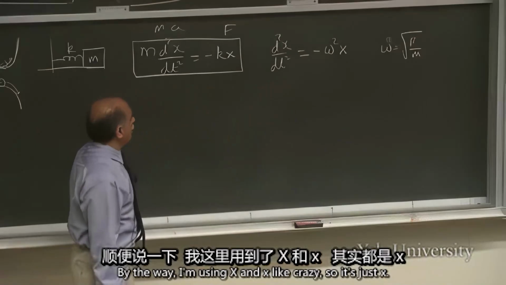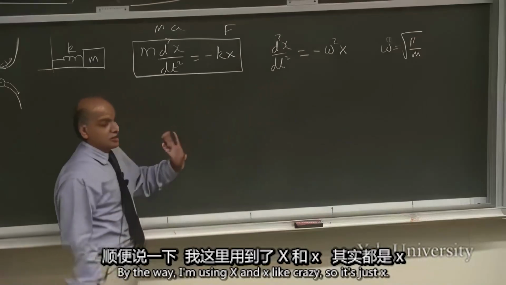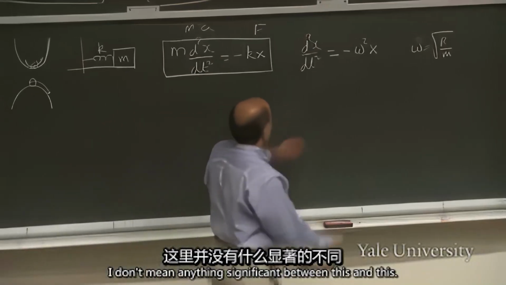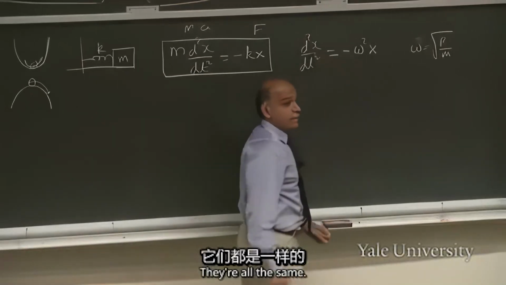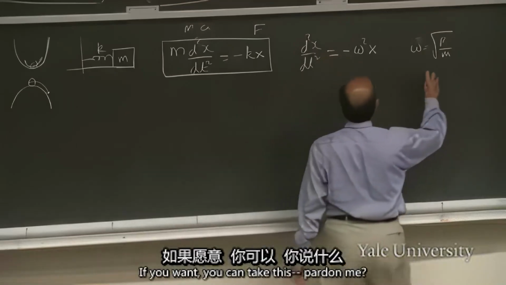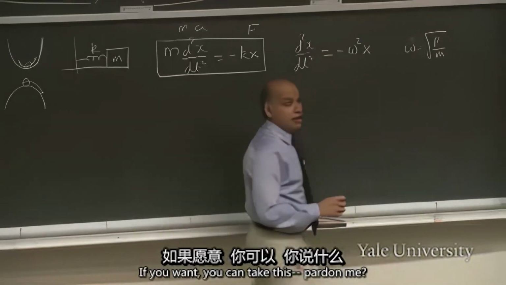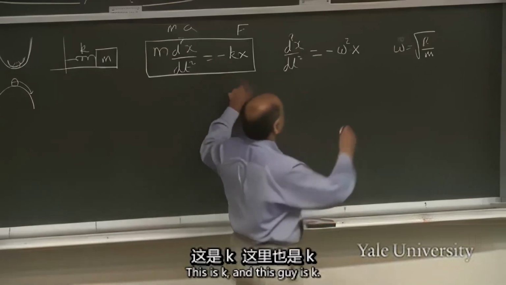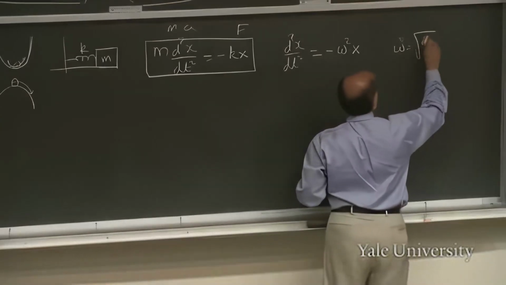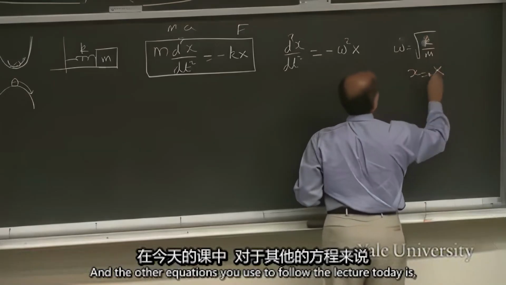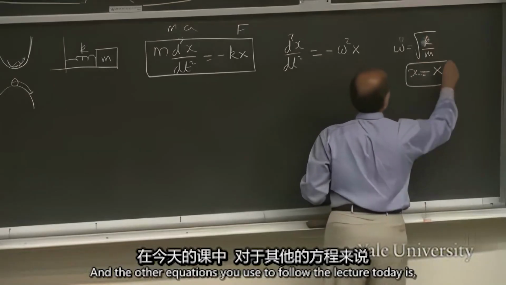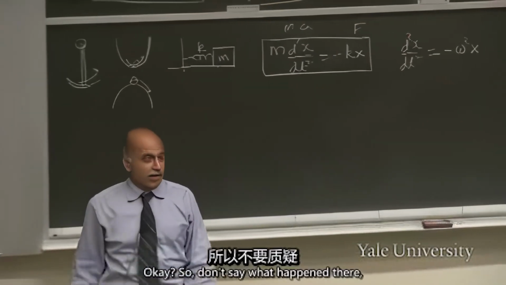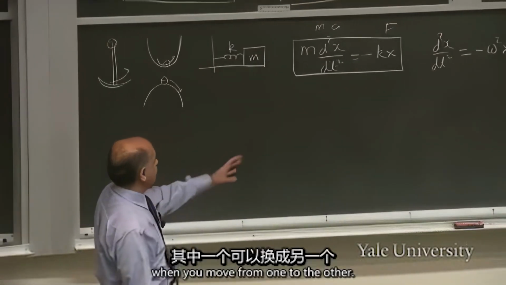By the way, I'm using big X and small x like crazy, so it's just small x. I don't mean anything significant between this and this. They're all the same. If you want, you can take this. Pardon me? Yeah, this is k, and this guy is k. And the other equations to use to follow the lecture today are these, which are all the same. So don't say, what happened there when he moved from one to the other?